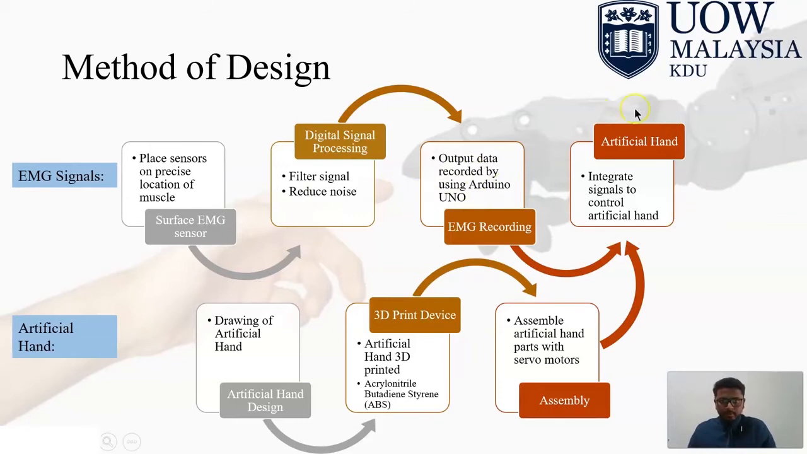Before I continue to the next stage, as for the artificial hand, the drawing of the artificial hand will be done and it will be 3D printed using ABS material. After the material has been printed, it will be assembled together with the servo motors as well as the nylon string to pull down each finger by using the motors.